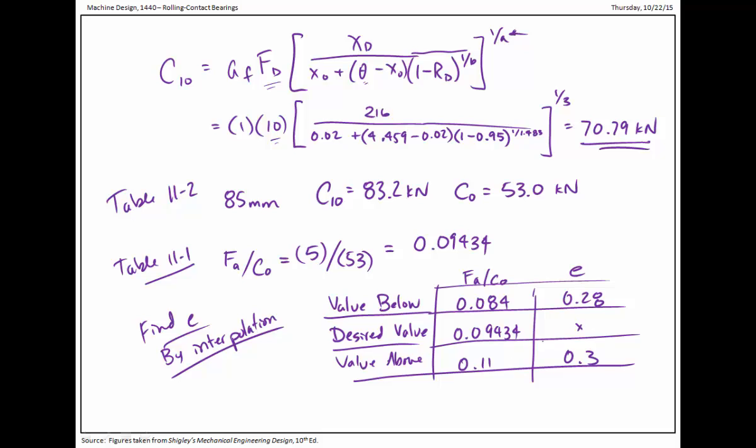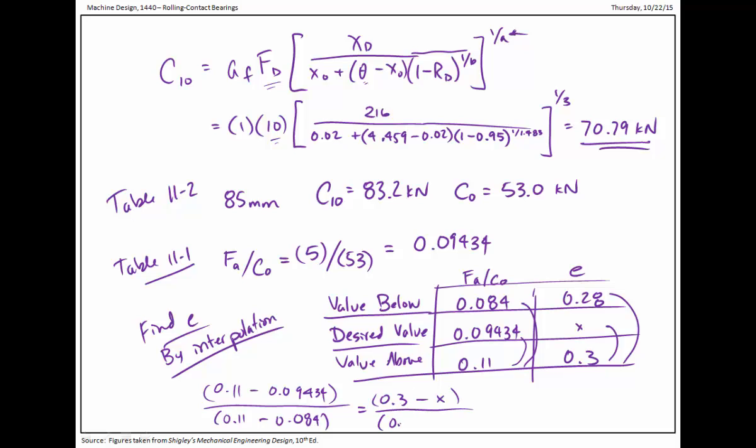Now, quite often I'll go X right here, and I'll just do the ratio. I'll start out here, and I'll go there to there, there to there, set a ratio, and then solve for X. So I would have something along the lines of 0.11 minus 0.09434 divided by 0.11 minus 0.084 equal to 0.3 minus X, just being sure that I go in the same pattern, 0.3 minus 0.28, right? And I solve for X, and I would find X being E right here, that I get a 0.2880.